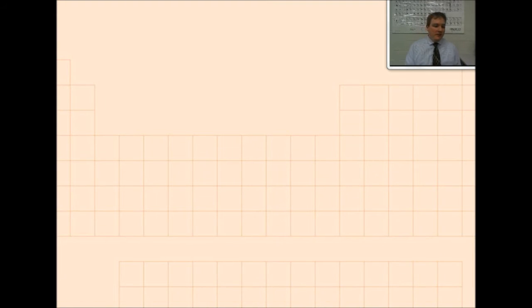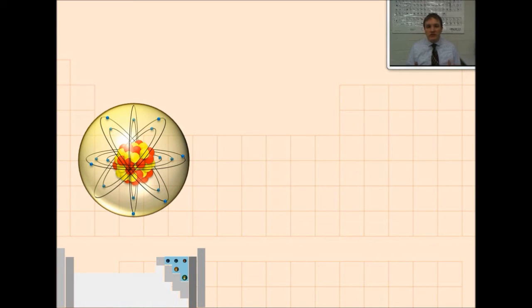nonmetals. First off, let's take a look at where these elements are on the periodic table, and then let's take a look at what the properties of these elements are in order to get a good idea why sulfur behaves the way that it does. Here are the fairly reactive nonmetals, and I'm just going to pull sulfur out of the periodic table so we can look at it more closely.